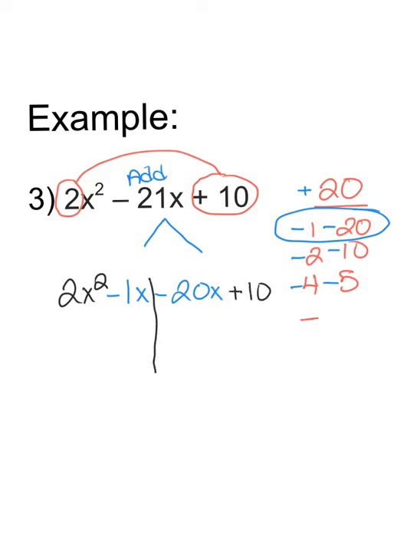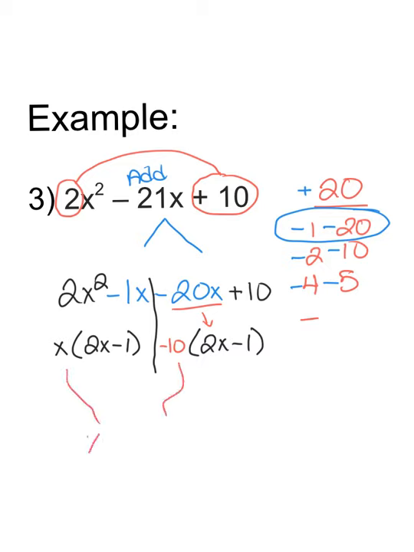I'm going to then cut it down the middle. On the left, my GCF, my greatest common factor, is x. If I take an x out of each term, I'm left with 2x minus 1. I need 2x minus 1 here. So on this side, negative 20x divided by 2x is negative 10. My factors are the fronts, x minus 10, and the repeater, 2x minus 1.